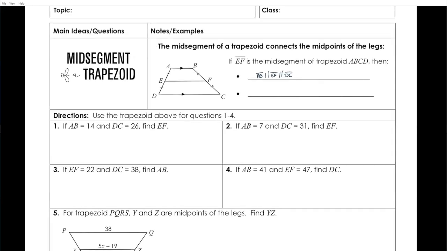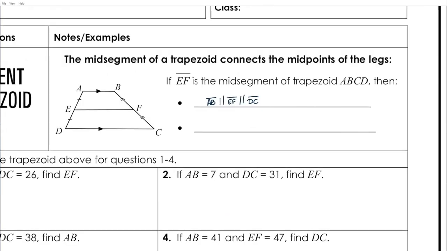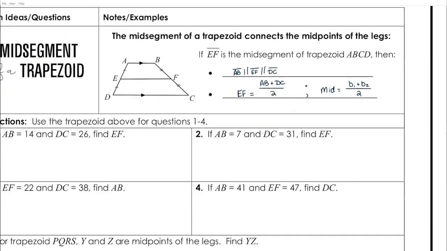And to find the length of that mid-segment, in this case EF, it equals base 1, AB, plus base 2, DC, divided by 2. So all we're doing is taking the average of those two numbers. If we wanted to write a basic formula that always works every time we see it, mid-segment is equal to base 1 plus base 2 divided by 2.